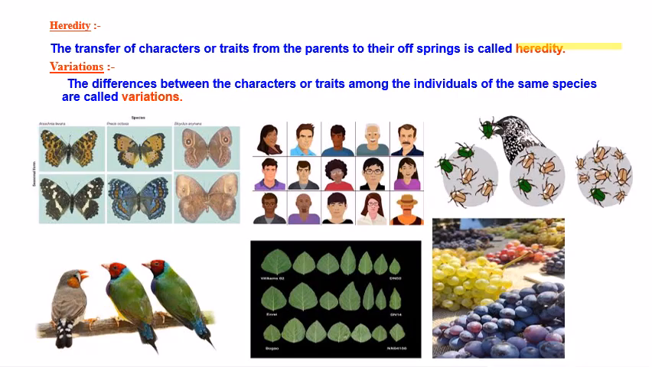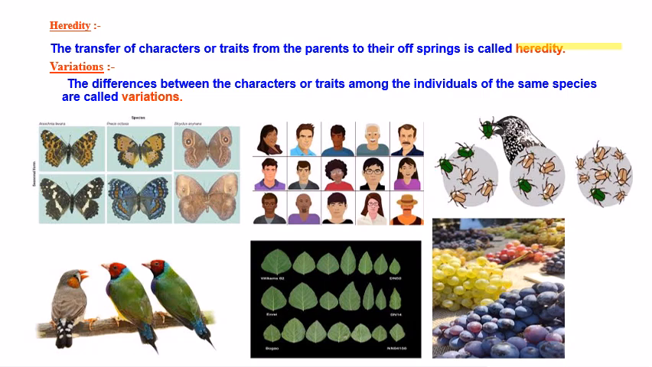So the next is variation. What is this variation then? Variation is nothing but the difference between characters. Suppose we have our parents. We are not exactly like our parents. We have some changes we can observe in our body. Those changes, the differences between the characters or traits among individuals of the same species, are called variation.